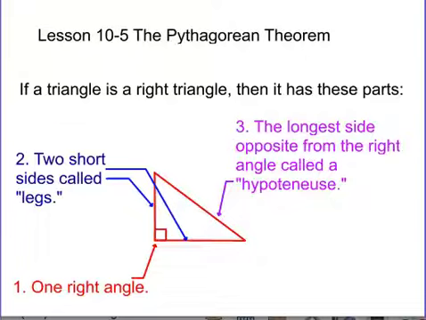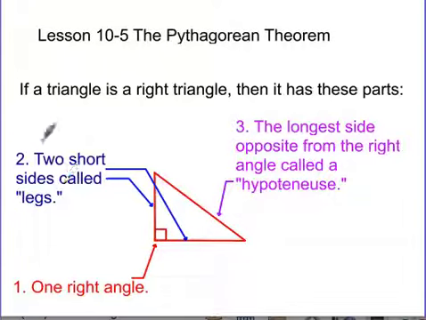First of all, it's going to have one right angle. Can it have two right angles? No. You can't have a triangle with two right angles because then it would have to be a square or a rectangle. Because the interior angles of a triangle, do you know what those add up to? They add up to 180 degrees. So if you have two right angles, you have 180 degrees. You don't have any degrees left over for that third side that you need, right? So a right triangle will have one right angle.